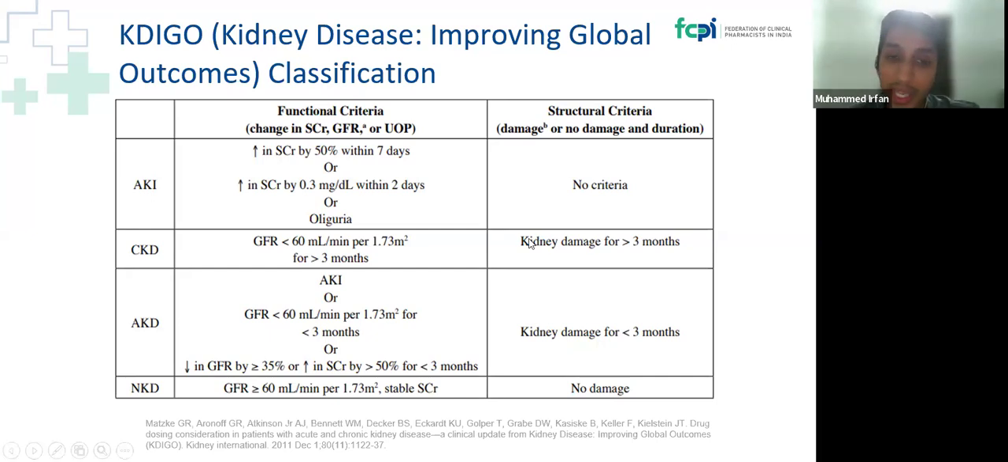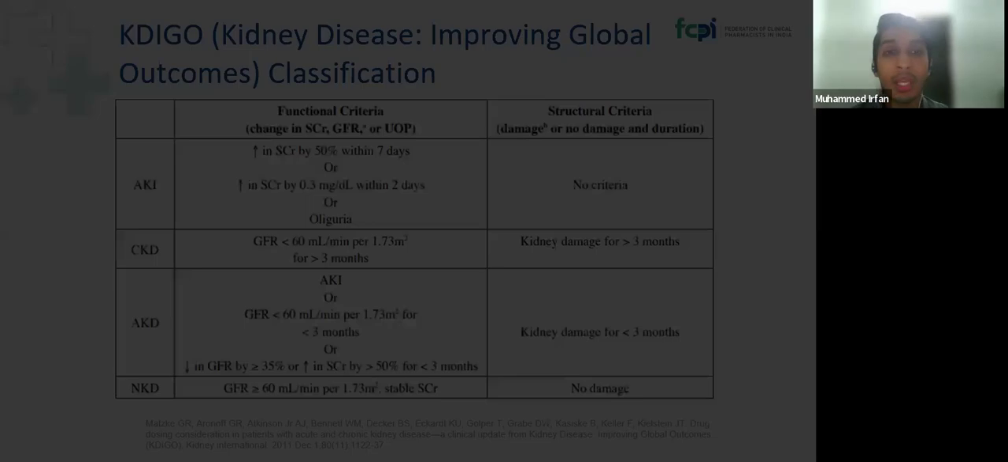And we can look onto the AKD. This is a GFR that is less than 60 ml per 1.73 meters square for less than 3 months. And NKD, that is no kidney disease, is a GFR more than 60 ml per minute, or we can call it a stable serum creatinine level.